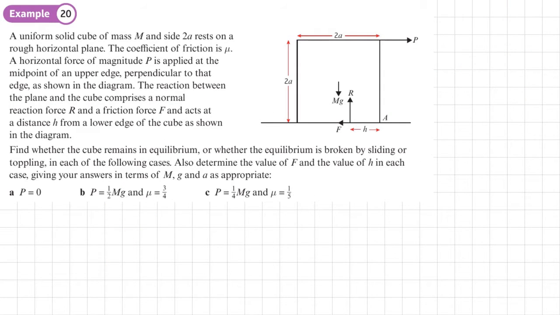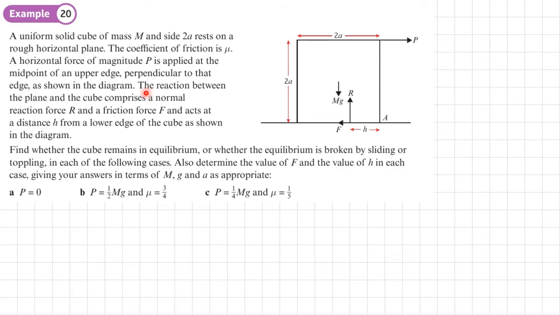Example 20. A solid uniform cube of mass m and side 2a rests on a rough horizontal plane. The coefficient of friction is mu. A horizontal force of magnitude P is applied at the midpoint of an upper edge. So you can see it's being applied from this point here, and it's going in towards the right.